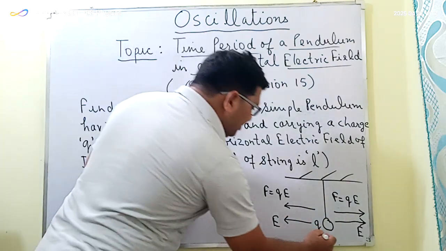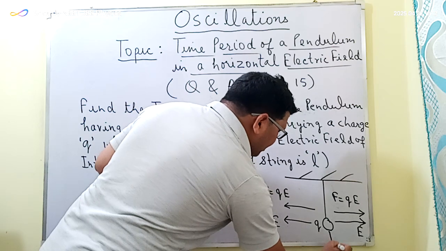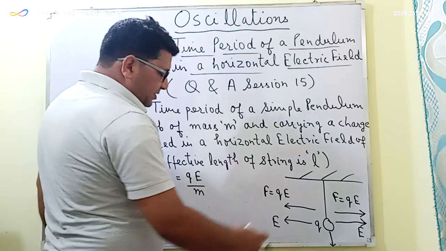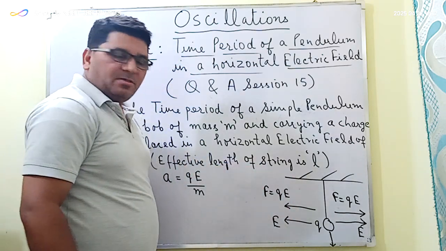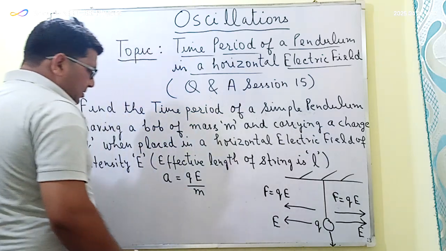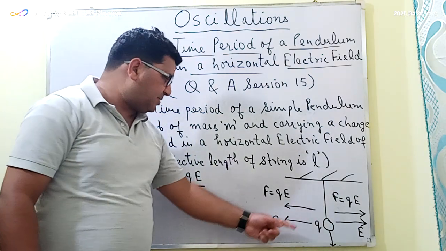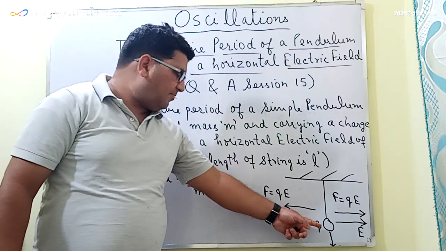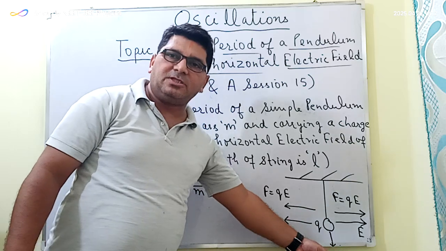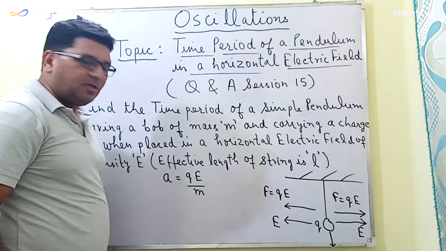Now this bob is also experiencing the acceleration due to gravity, which is acting in this vertical direction downward. So in this case we have to find the net acceleration of this bob because of this electrostatic force and due to the acceleration due to gravity which is acting vertically downward.